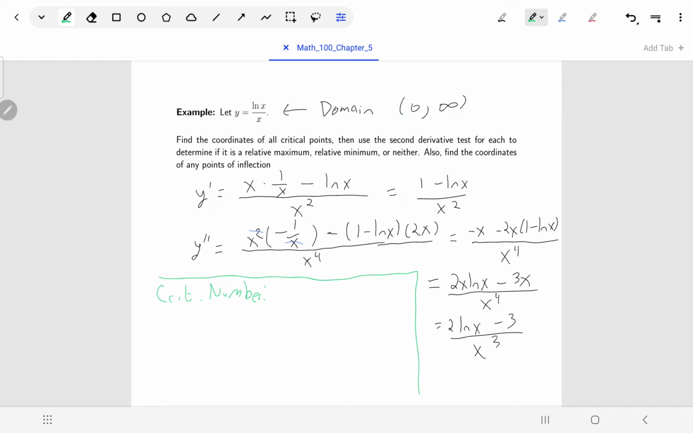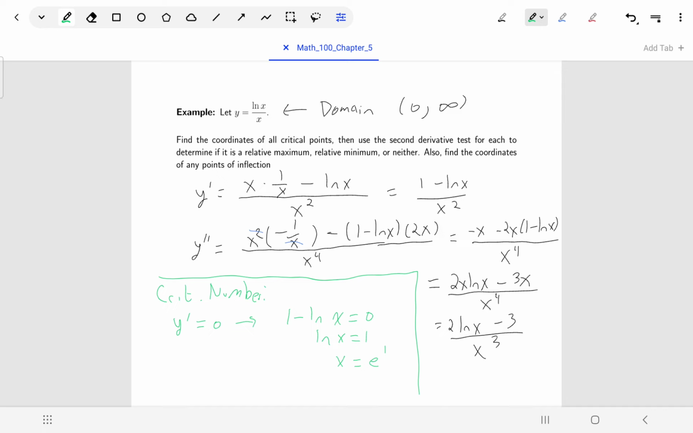So instead, I'm only interested in where my derivative is equal to 0, and the derivative being equal to 0 means that 1 minus natural log of x would need to be equal to 0, which means that natural log of x is 1. And we know that that would mean we would have e to the 1 as our value for x, because that's what we said e was. e was the value such that natural log of e is 1.